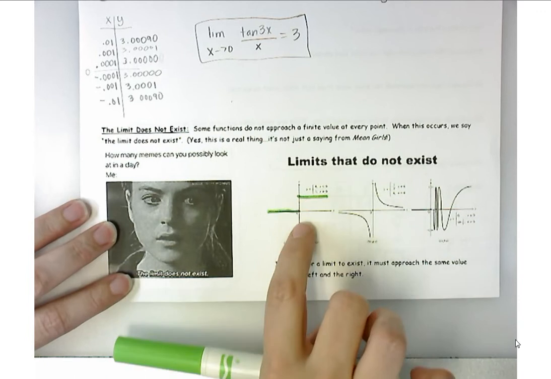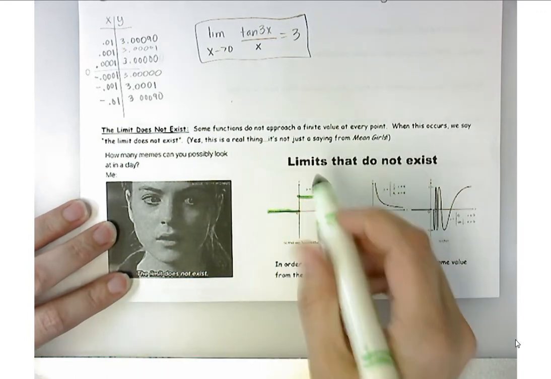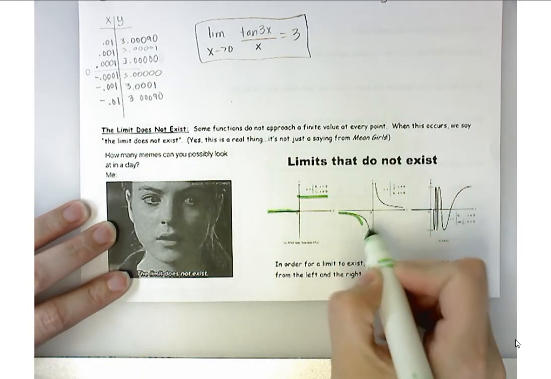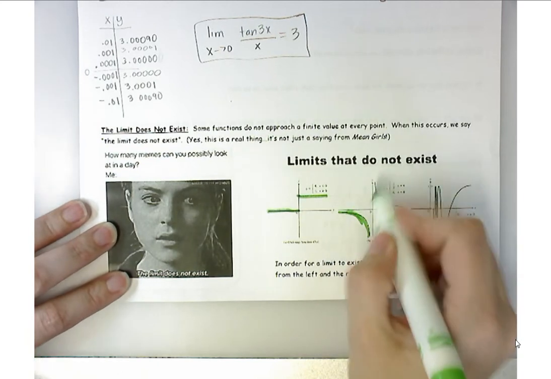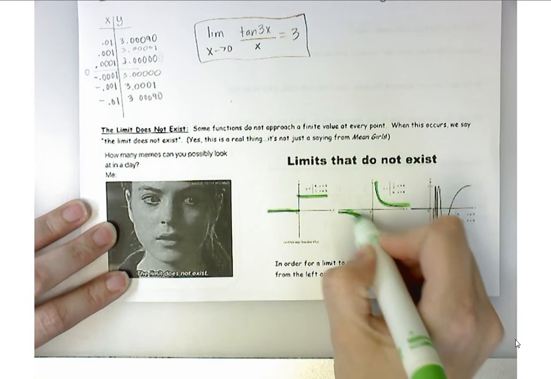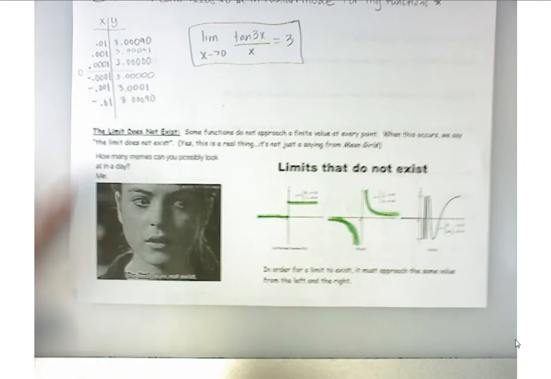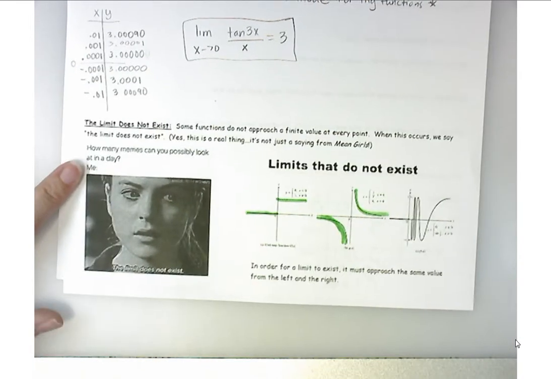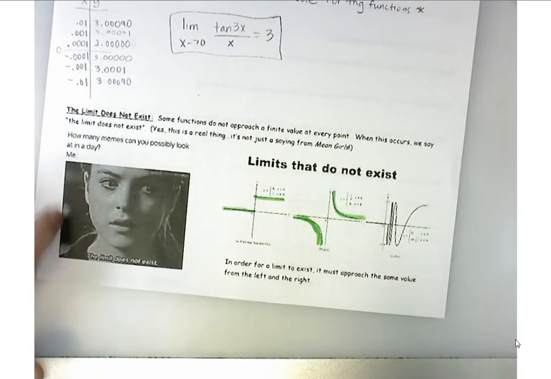So see how these two are going to separate values? This is similar to one that we had on our sheet from yesterday. It says how many memes can you possibly look at in a day? Me, the limit does not exist.